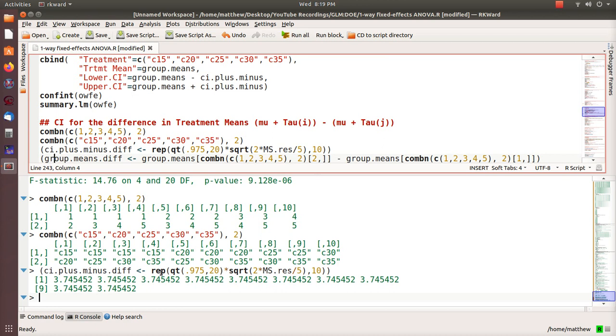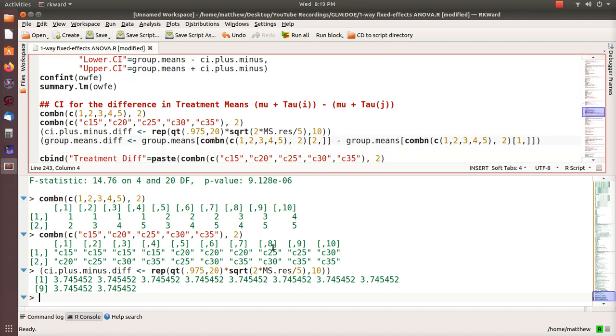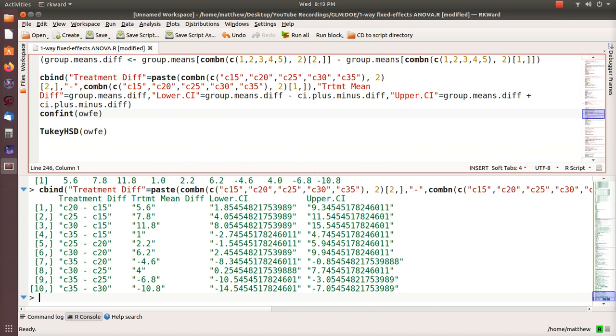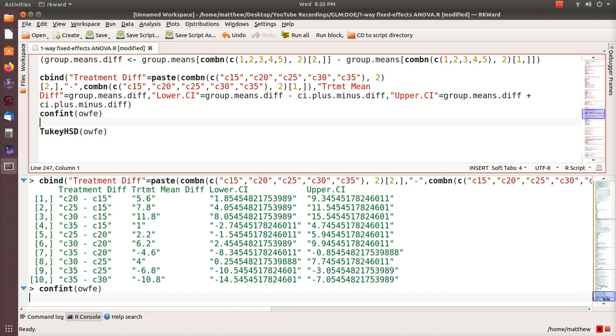So now let me arrow down a little bit. Here we take the group means, we take the combinations, the first row, and then we subtract the group means of the combinations in the second row, and then here are all 10 possible differences in the treatment effects. Now we're going to take that and create one matrix of all these combinations. And so here's the unadjusted confidence interval for each of these differences.